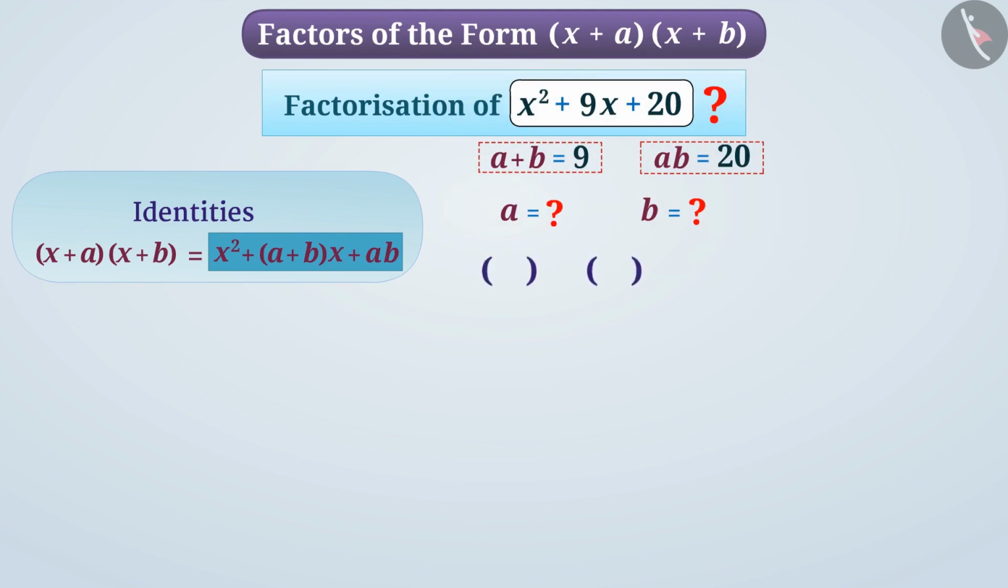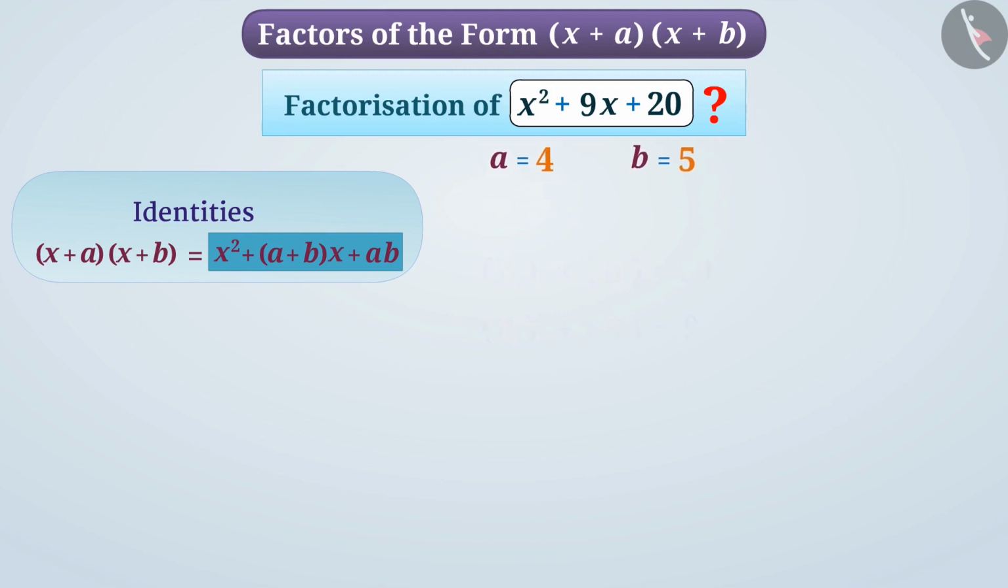That is, we need two numbers whose product is 20 and sum is 9. Will you be able to find two such numbers? Think. Let me tell you, two such numbers are 4 and 5, because 4 multiplied by 5 is equal to 20 and 4 + 5 is equal to 9.